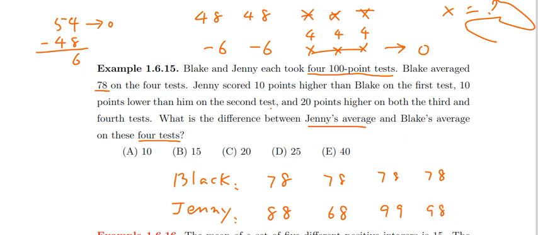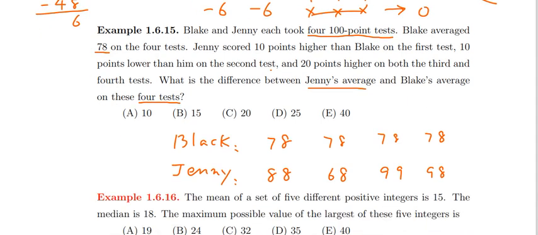So we want to find the difference between the averages. Okay, so we can set Black as 0, 0, 0, 0. Then this is 10, negative 10, and 20, 20, right? Okay, so 10 and negative 10 cancel, so this equals 40. 40 divided by 4 is 10. So we can say the difference between the averages is 10.